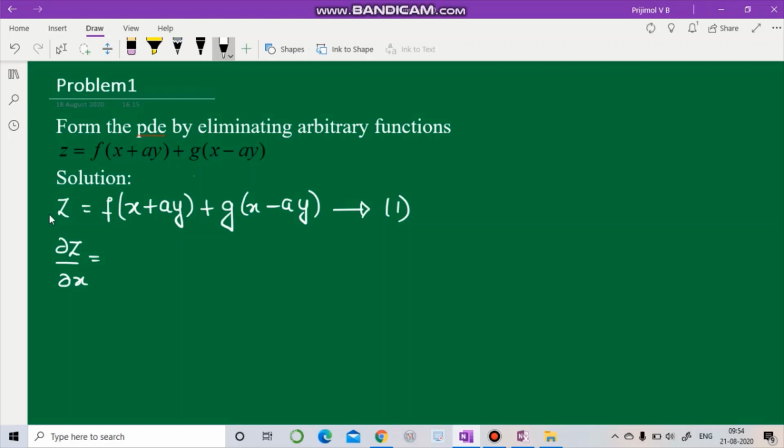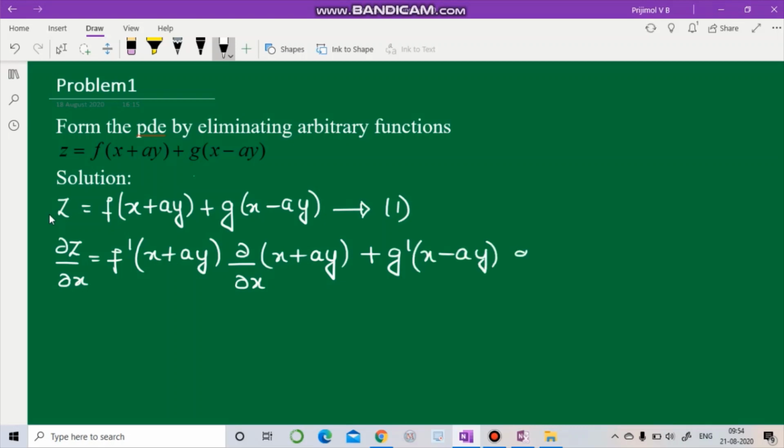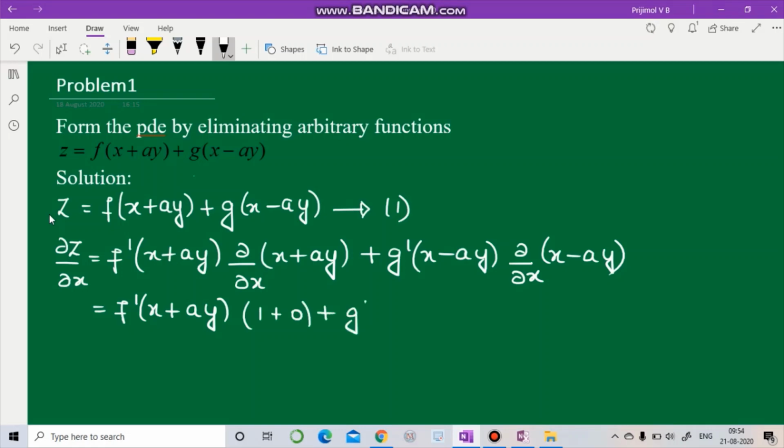What is the differentiation of f of x plus ay? It is f dash of x plus ay into dou by dou x of x plus ay, plus, what is the differentiation of g of x minus ay? It is g dash of x minus ay, and you have to differentiate x minus ay again with respect to x. You can simply skip the steps if you follow the procedure. Since I am making this video for all the students, I have to write all the steps. And what is the differentiation of x minus ay? It is 1 minus 0.